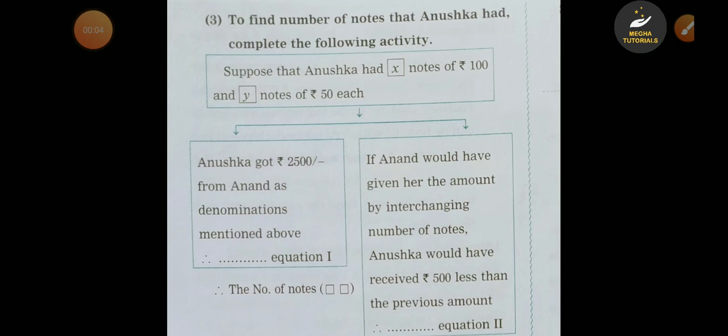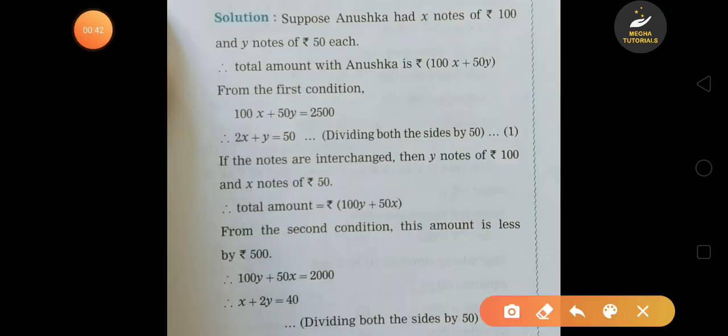Question 3. To find the number of notes that Anushka had, complete the following activity. Suppose that Anushka had x notes of rupees 100 and y notes of rupees 50 each. Anushka got rupees 2500 from Anand in the denominations mentioned above. Therefore equation 1 is so and so, and equation 2 is: if Anand had given her the amount by interchanging the number of notes, Anushka would have received rupees 500 less than the previous amount. So you have to find the number of notes. Let us start with the solution.